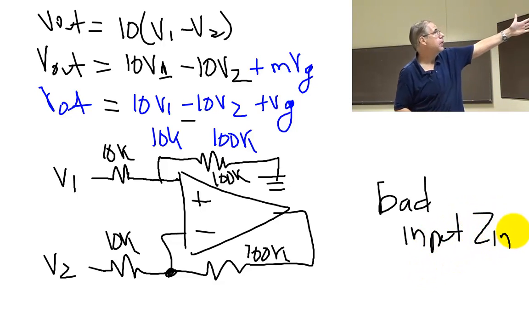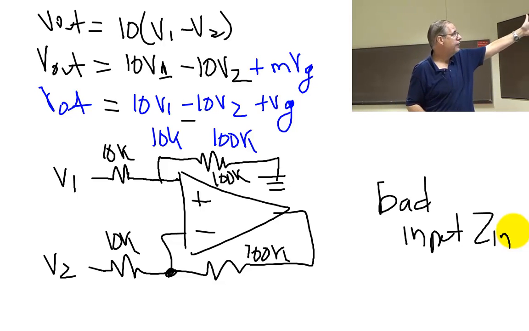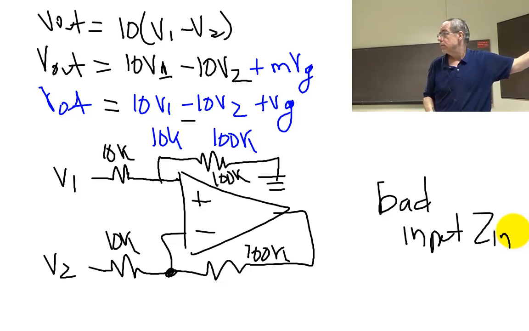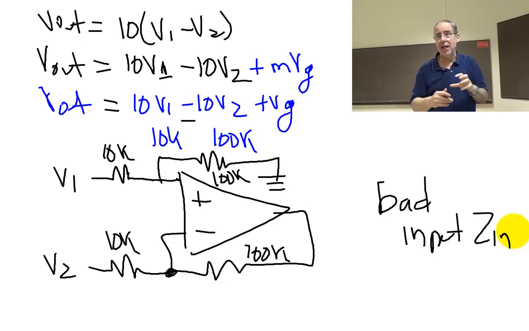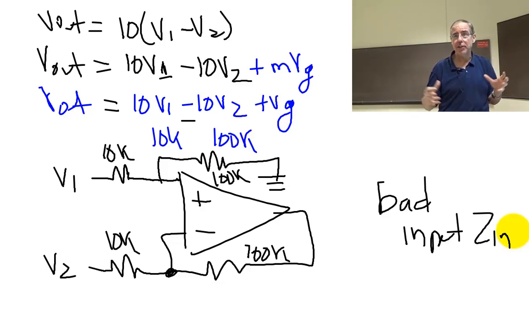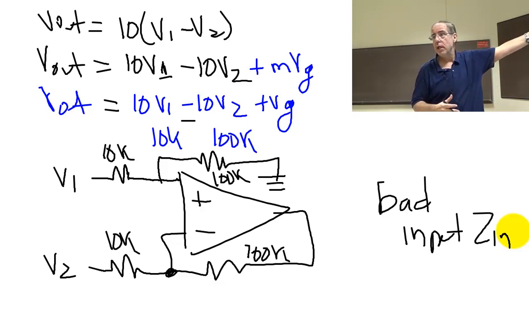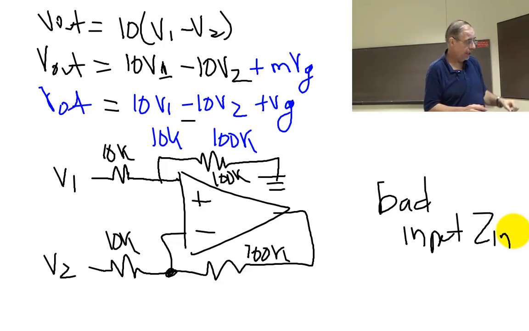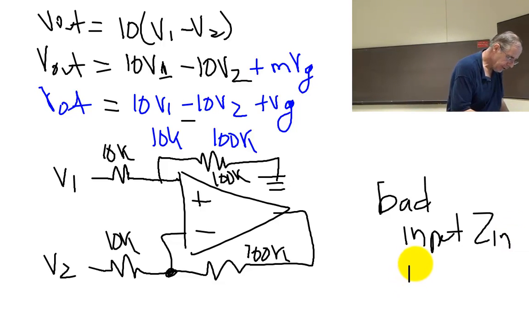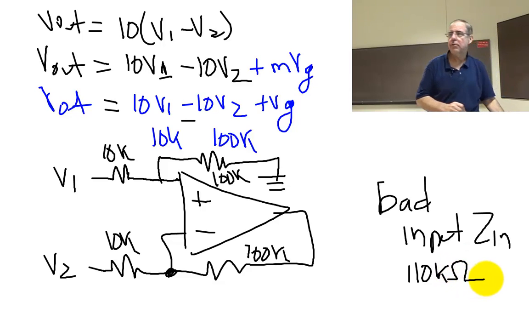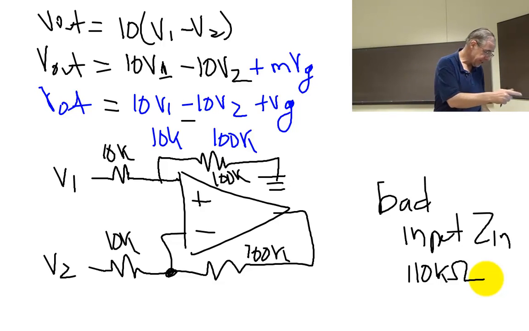Because if I put a volt at V1, I'm going to get a fair amount of current, because it's going to go through those two. Remember, the input impedance is not in tera ohms or gig ohms; it's in kilo ohms, right? The input impedance of this is going to be 110 kilo ohms, and that's not very good. So that's bad. There's another one that this is not very good at either.